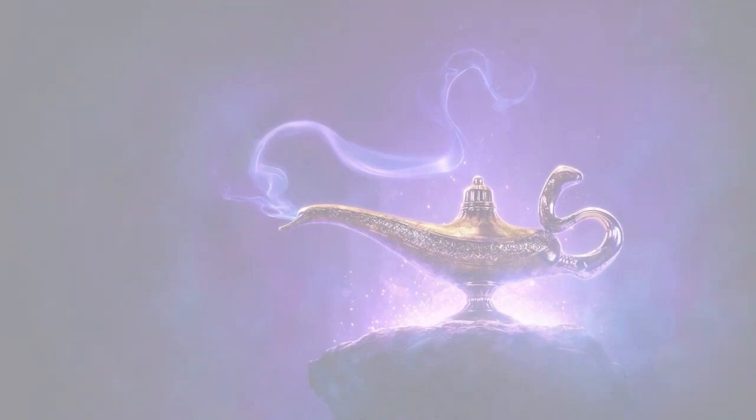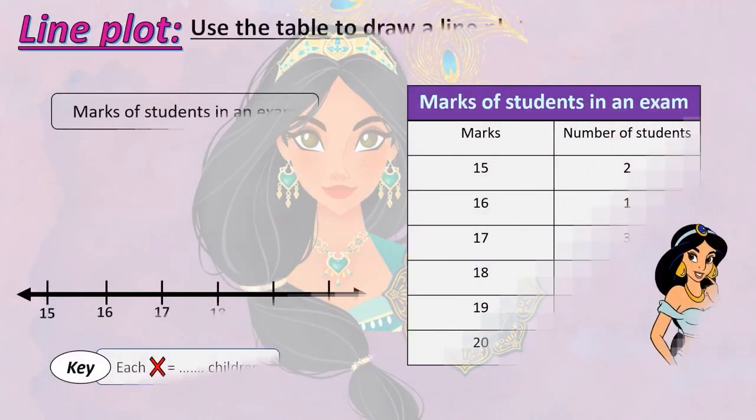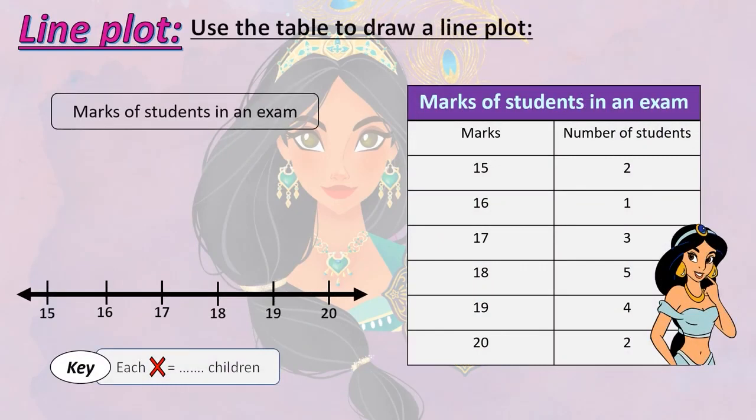we will go now to the second, line plot. Use the table to draw a line plot. A line plot is a quick graph that shows the data as X's above a number line, which is why it's called a line plot. So our key is each X equals one child. It's a way to show the frequency of each value, or how many times that value exists in the data. That means how many students have a certain mark, for example.